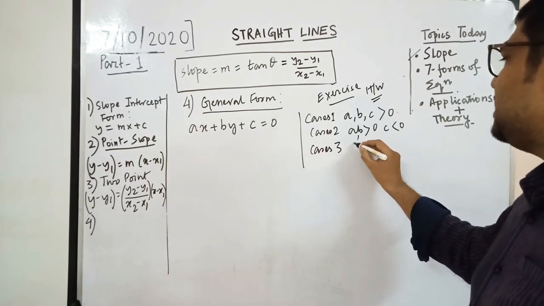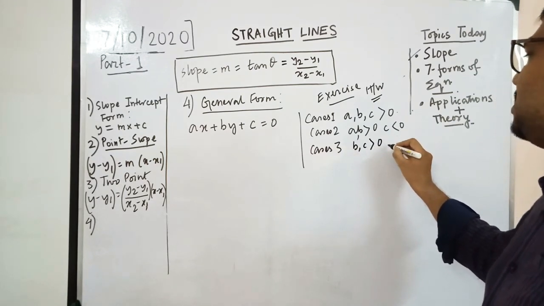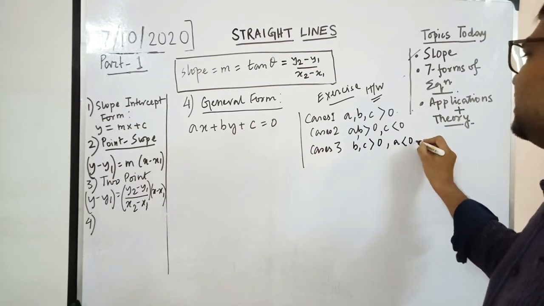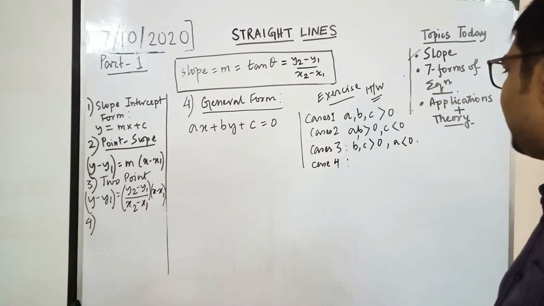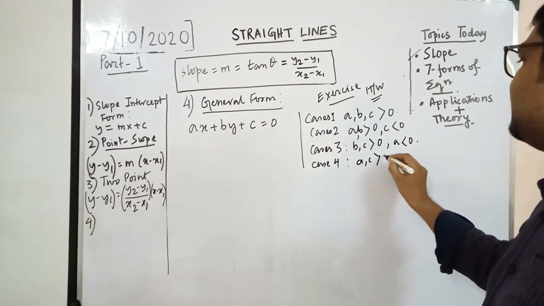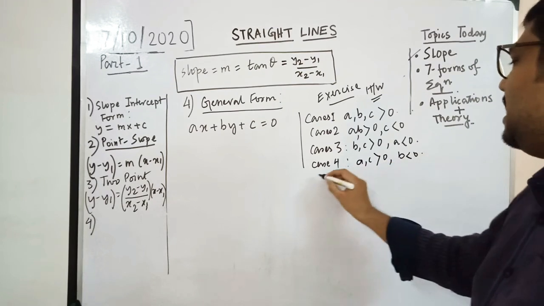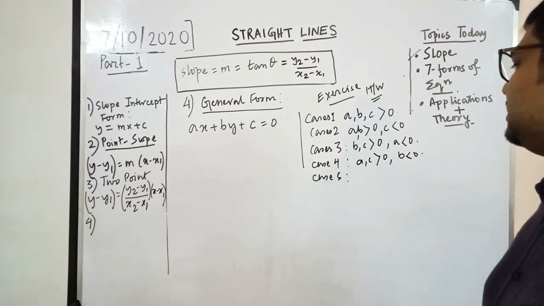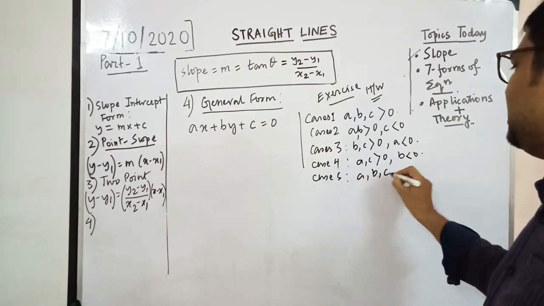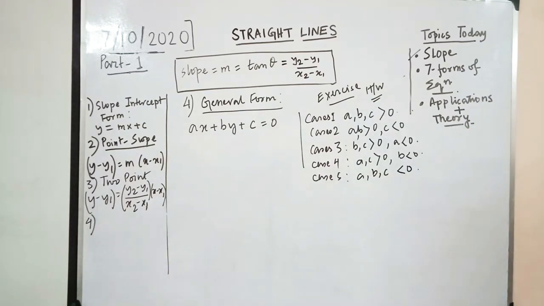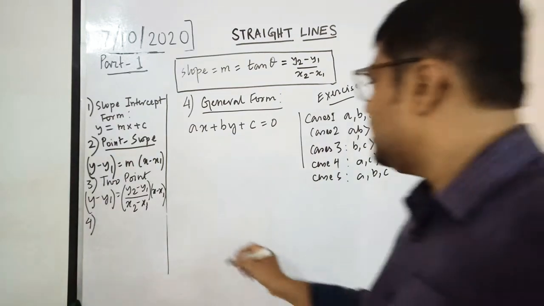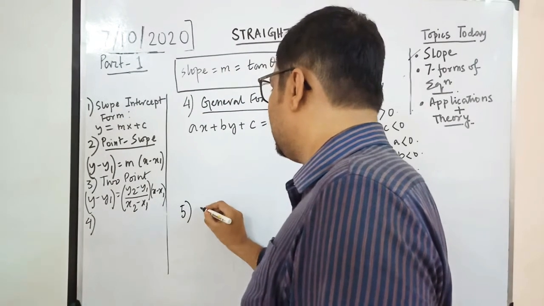Case 3 may be something like b and c positive, then a is negative. Then case 4 may be something like a and c positive and b negative. And case 5 may be something like a, b, c all are negative. So I will show you any one of this, and after I complete the fifth form, which is intercept form.